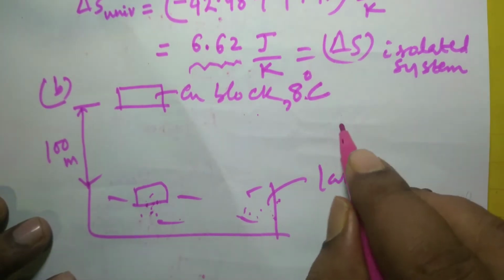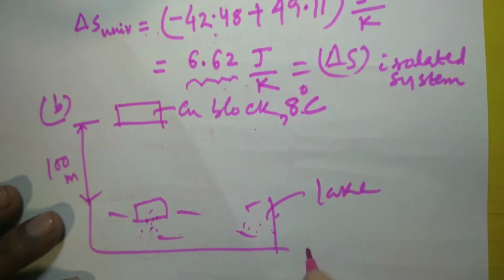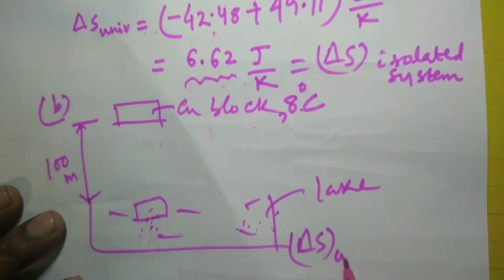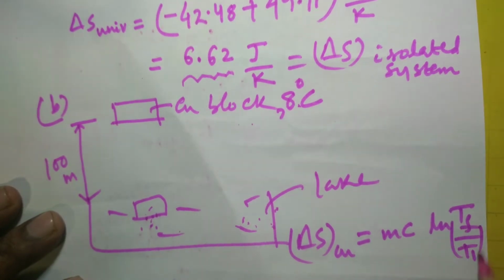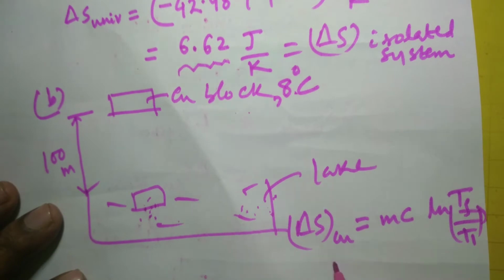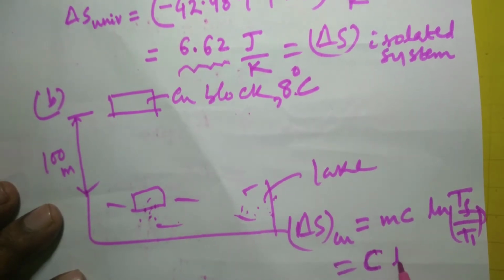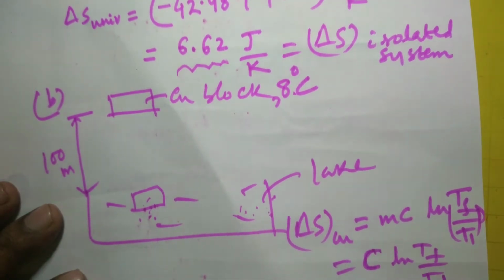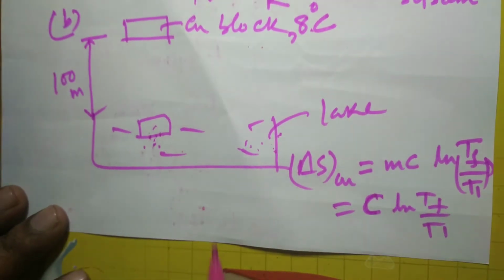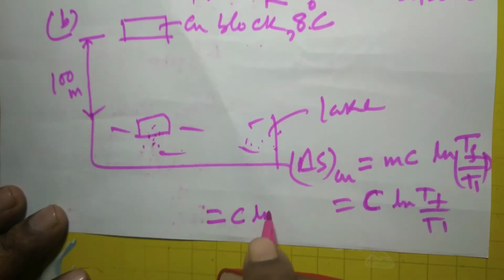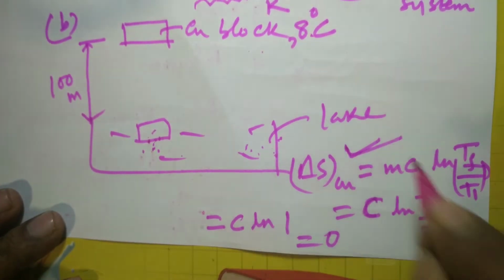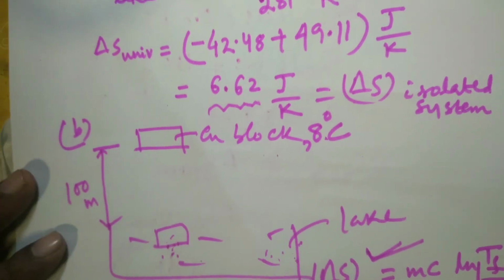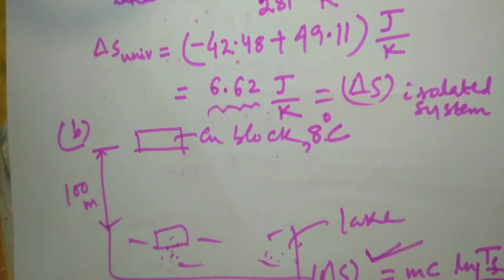If the temperature does not change, then delta S of the copper block will be mc ln Tf by T1, just as I did in the previous part. This is also capital C ln Tf by T1. But here Tf is equal to T1, which is 281 Kelvin. So C ln 1, and it is nothing but equal to 0. So delta S of copper here is 0.